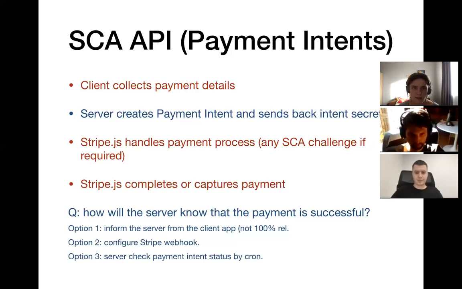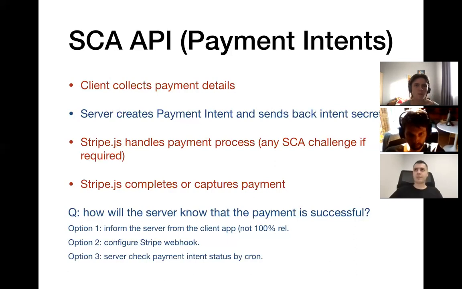support for SCA. One option would be to ask developers to do everything. Guys, you figure out when you need to show a challenge, you figure out what to do with it, and we don't care. In the case of Stripe, they rethought the original API and built a new API called payment intents. And this is, on a high level again, what is going on here.